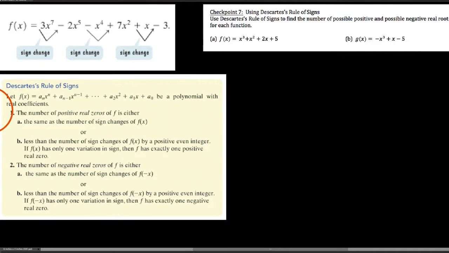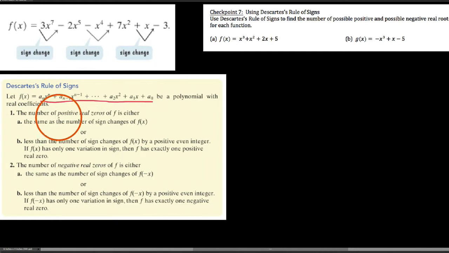In this video, we're going to focus on what we call Descartes' rule of signs. Essentially, it's a nifty little trick for when solving polynomials to find out how many possible positive and how many possible negative zeros there are with the function. Given some function, Descartes' rule of signs says it has some polynomial function written in standard form, but it's a polynomial function with real coefficients.